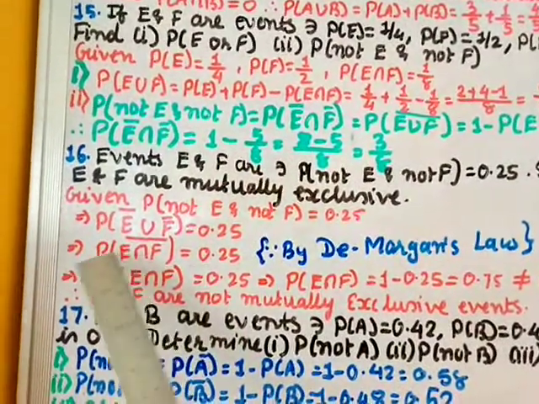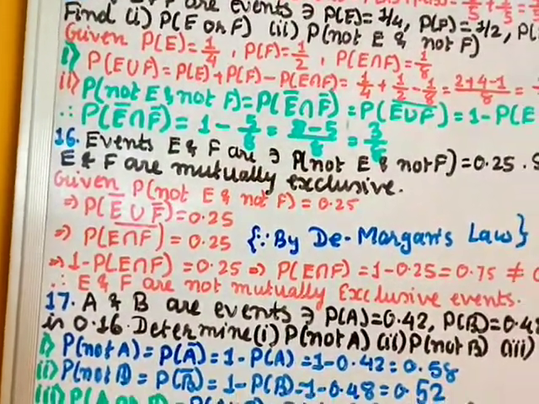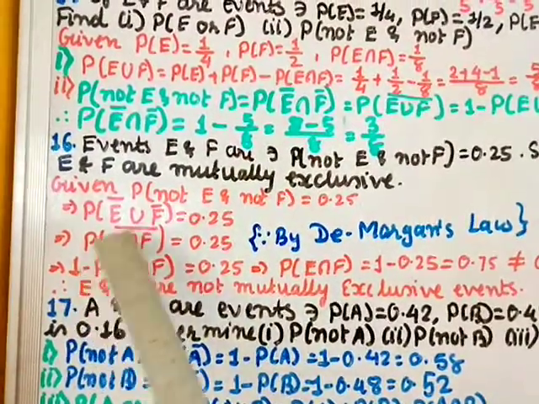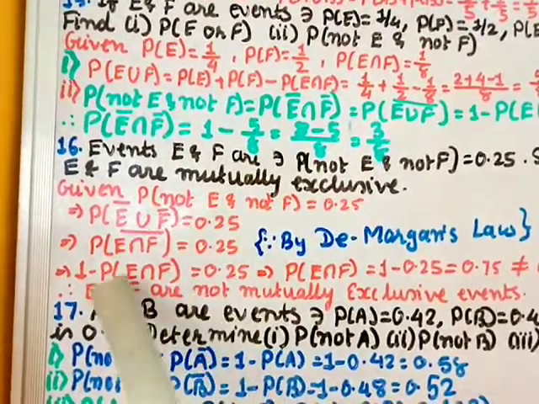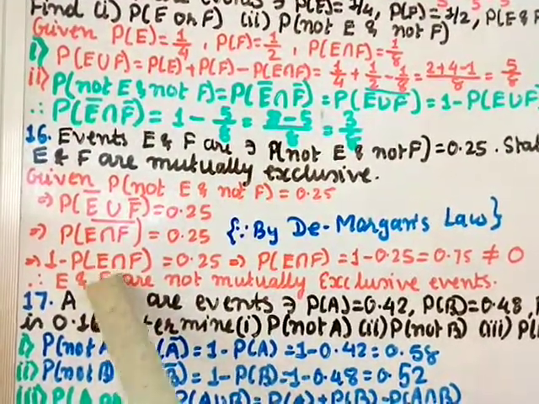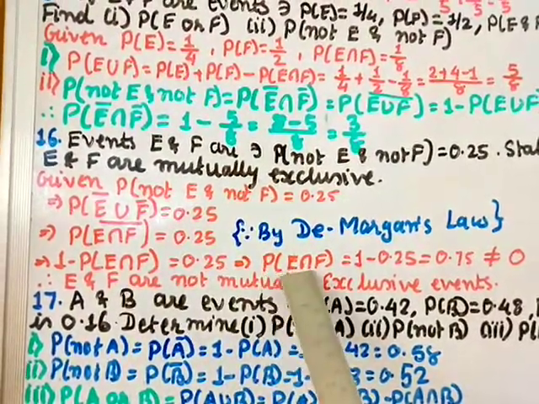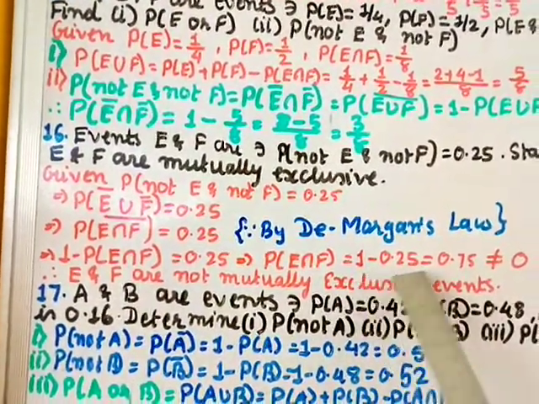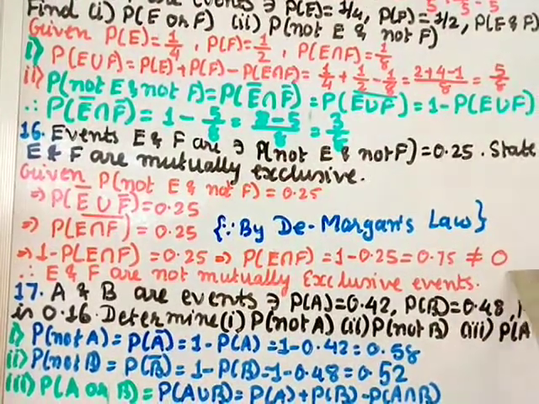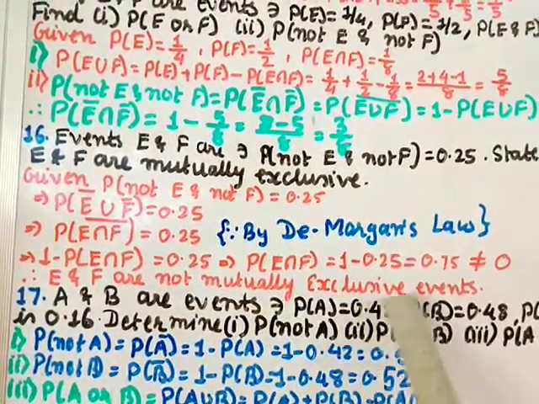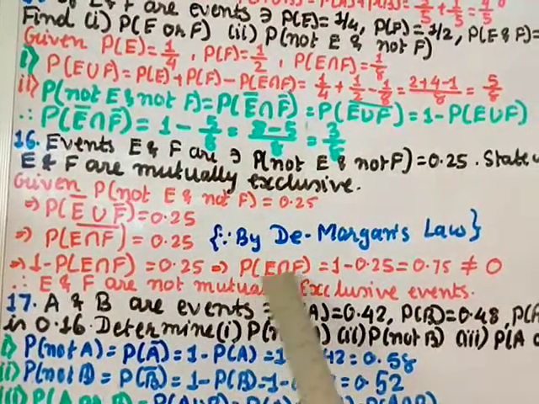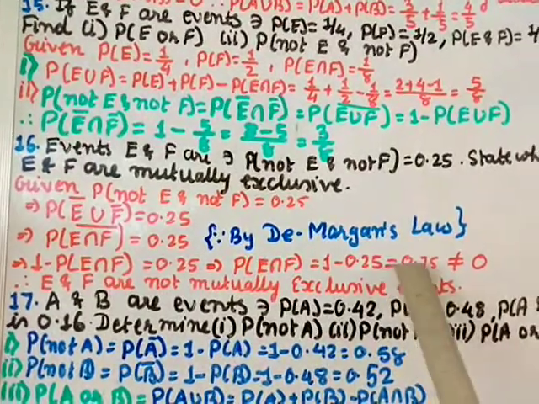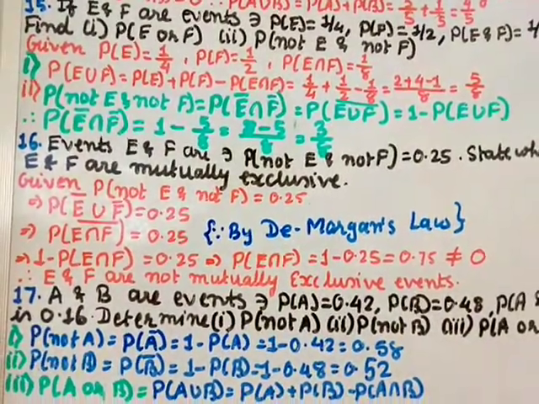Similarly here also, P of not A equal to 1 minus P of A. That formula I am using. 1 minus P of E intersection F equal to 0.25. When you transfer terms, you get P of E intersection F equal to 1 minus 0.25. Find the difference, you get 0.75. This is not equal to 0. That means E and F are not mutually exclusive events, because if the probability of the intersection is 0, they are mutually exclusive, otherwise not. So you don't get 0, that means they are not mutually exclusive.